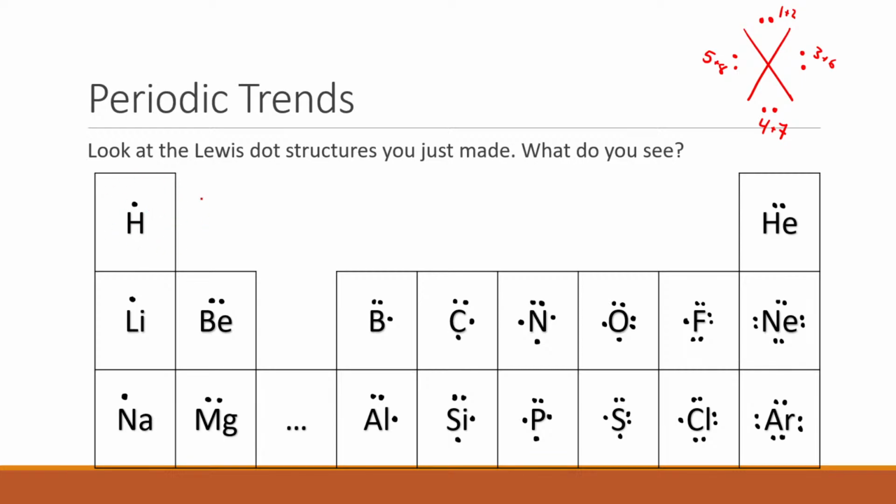Hydrogen has one valence electron, so its one valence electron gets put up top. Helium has 2, so both go up top. Lithium with 1, beryllium with 2, boron with 3, carbon with 4, nitrogen with 5, oxygen 6, fluorine 7, neon 8, and then we go again 1 to 8 over here in our third row.